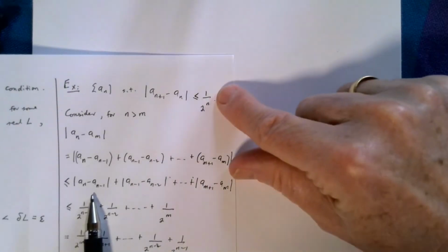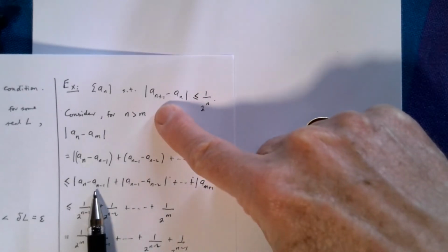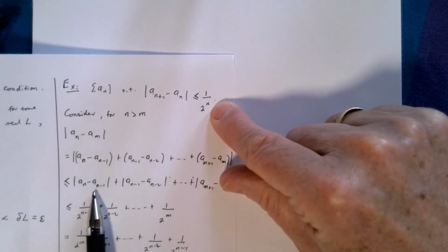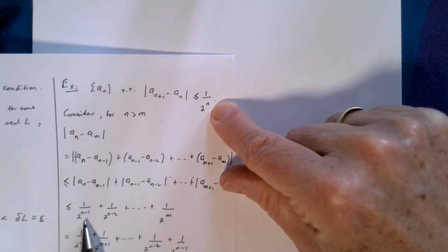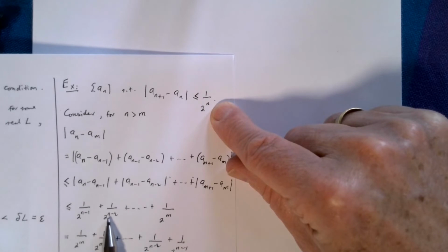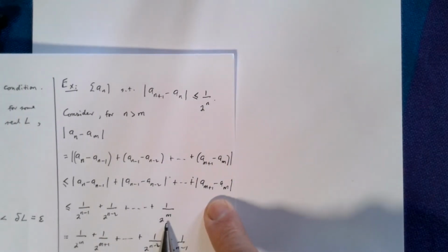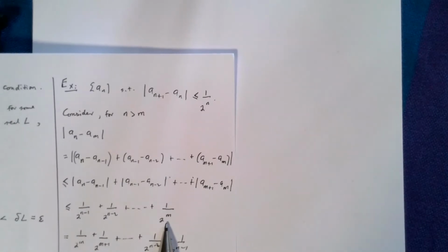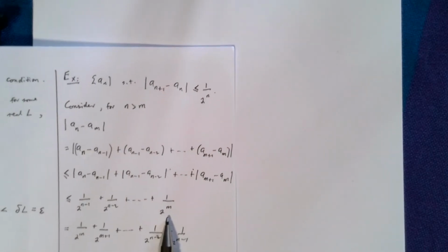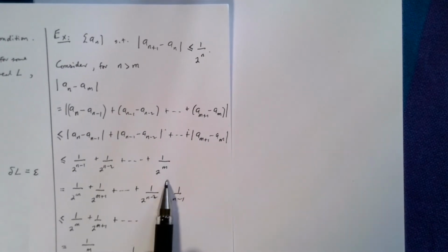So applying this here now, a_{n-1}, well, that's the same as this, except n's been bumped down by 1. So that's 1 on 2 to the n minus 1. This next one is less than 1 on 2 to the n minus 2, and this last one is less than 1 on 2 to the m. Now, the next little bit's a little bit more tricky.